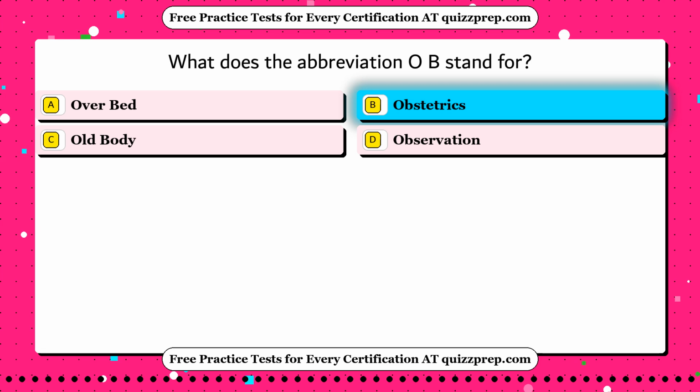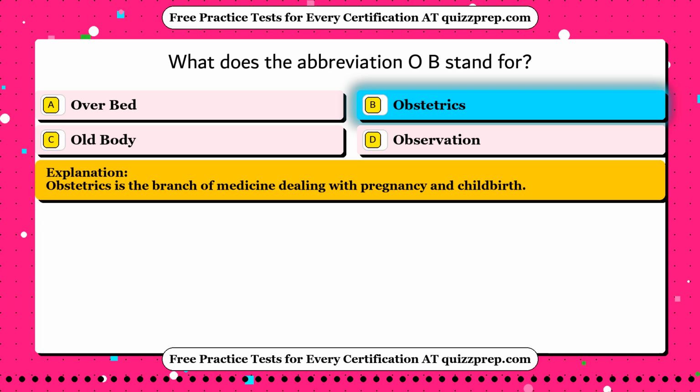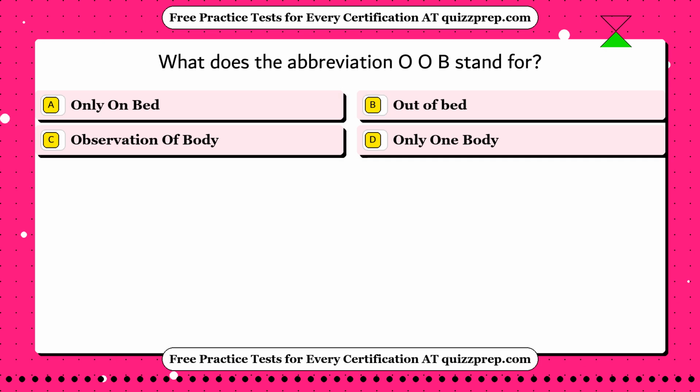The correct answer is option B, obstetrics. Obstetrics is the branch of medicine dealing with pregnancy and childbirth. Question 81. What does the abbreviation OOB stand for? Option A, only on bed. Option B, out of bed. Option C, observation of body. Option D, only one body.